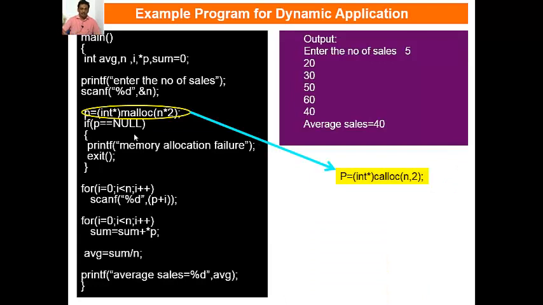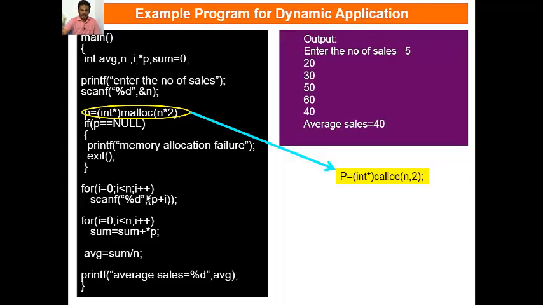So if it allocates the memory, for example 10 bytes, it returns 200, a typeless address, converted to an integer address, then assigned to P. So P is 200. 200 equal to null, condition false, it skips the if statement. Then it executes 5 times because n is 5. I equal to 0, P plus I, what is the value of P? 200, 200 plus 0, 200.